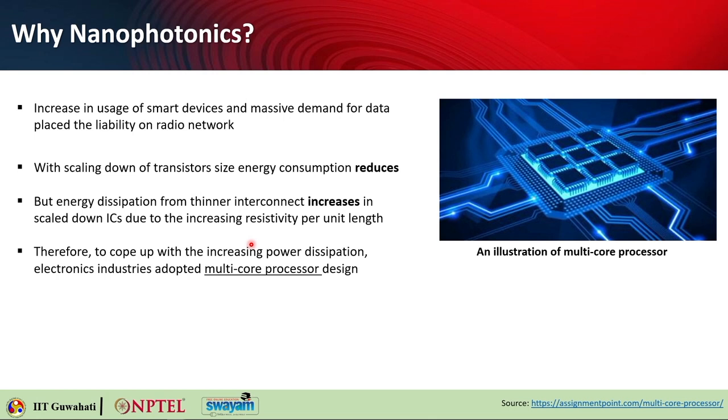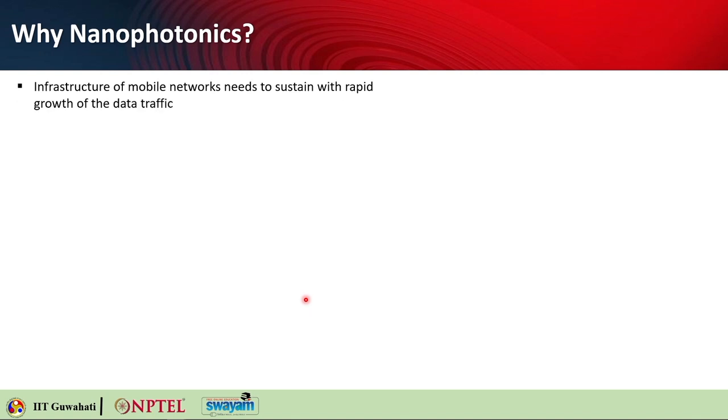Then the semiconductor industry actually moved on to explore what is called multi-core processor design. So instead of having only one core, you can actually split your cores and parallelize the processing. So that can actually bring down the overall power consumption. But is this going to help us in the long run with the amount of data traffic that we have seen coming our way? We have seen a tsunami of data traffic coming our way.